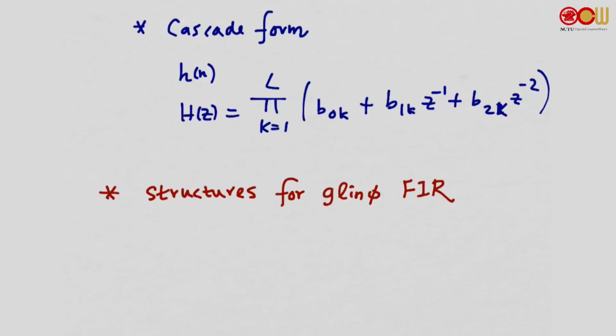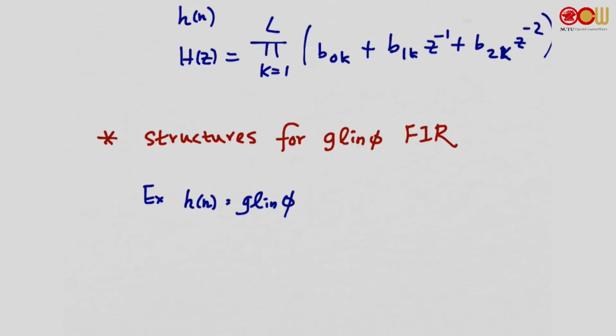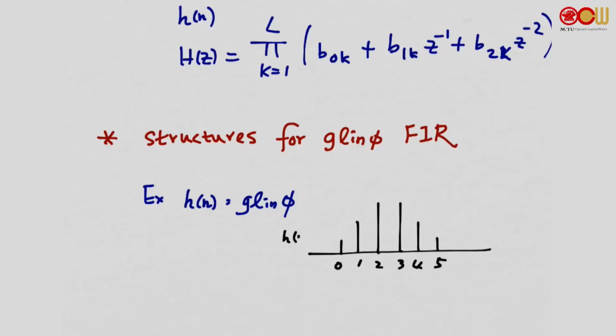Now we want to mention something that is a little different. That's the structure for generalized linear phase FIR. For example, we have an h[n] that has a generalized linear phase, and suppose this is the impulse response like this. Here in this example, we have M equal to 5, with samples 1, 2, 3, 4. And this is the impulse response, h[n].